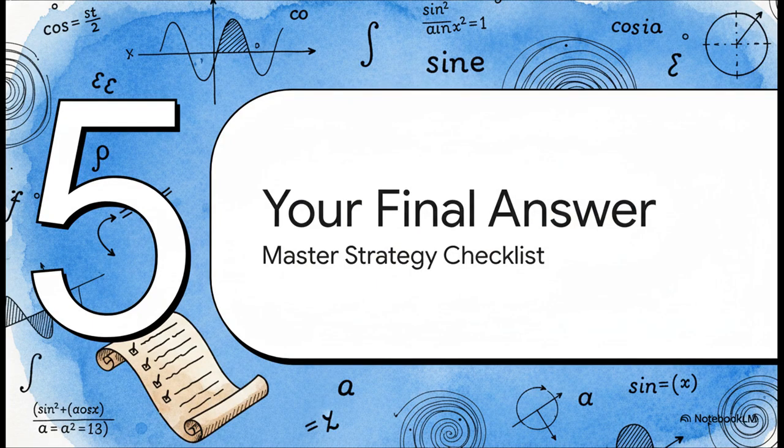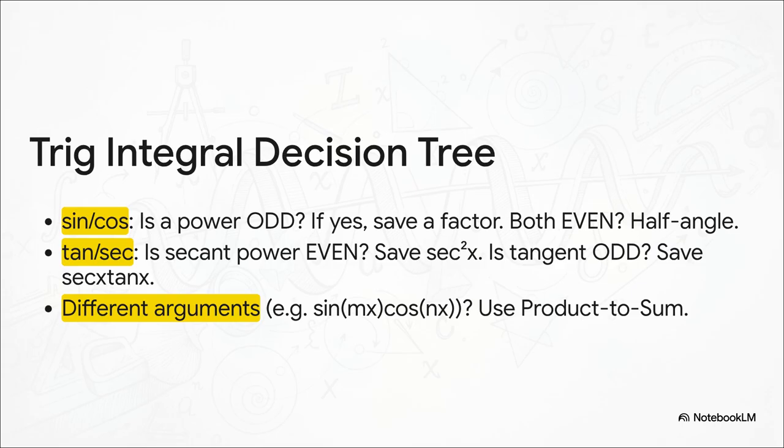Okay, we have covered a ton of ground. We've got all the main plays down. So now let's bring it all together into one unified strategy, a master checklist you can use every single time you see one of these trig integrals. So here it is. This is your game plan, your decision tree. Think of it like a flowchart. You see a problem, you just start at the top and work your way down.